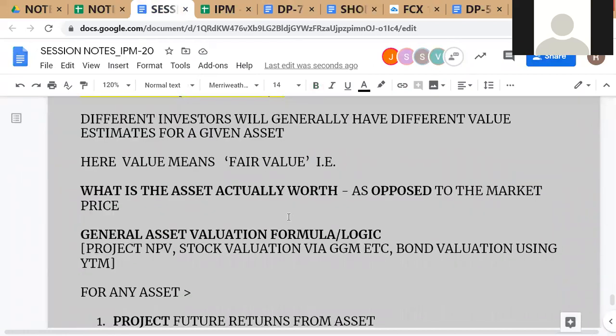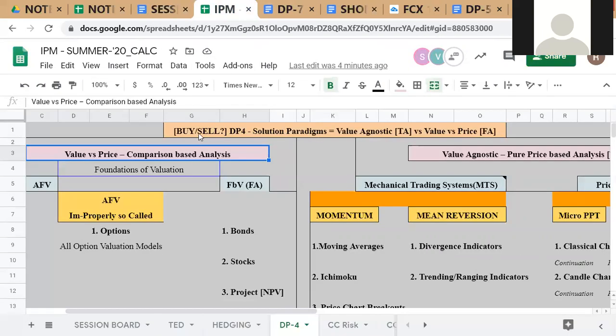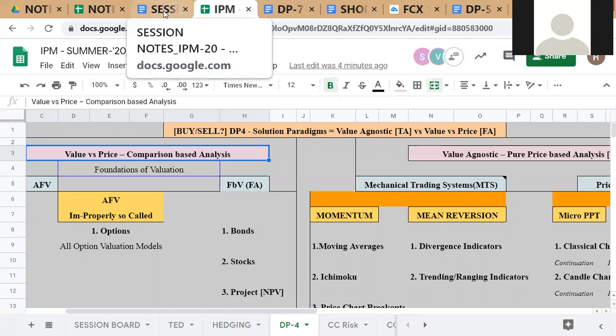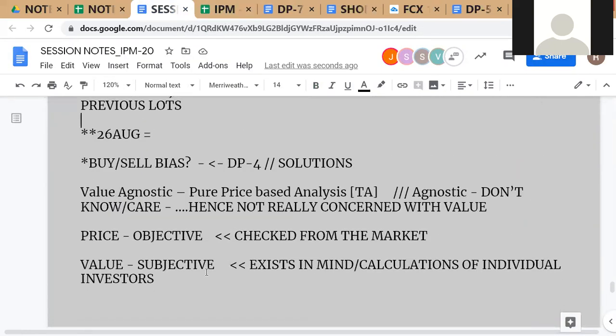We have understood the general method for calculating fair value, right? Now let's see how it is used to compare with price, and how that helps us make a decision regarding buy sell. Here I'm writing it as buy sell, but please understand it as buy sell bias, as we explained earlier. Why does it have to be biased? Because we are not yet solving.